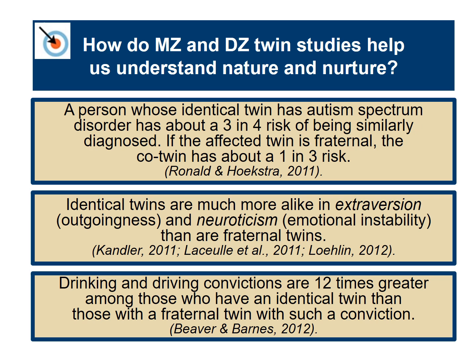Drinking and driving convictions are 12 times greater among those who have an identical twin with such a conviction than those with a fraternal twin with such a conviction. Why? Again, just like the other examples, it goes back to the sharing of genes. Same egg split in two versus dizygotic, where it was two different eggs.